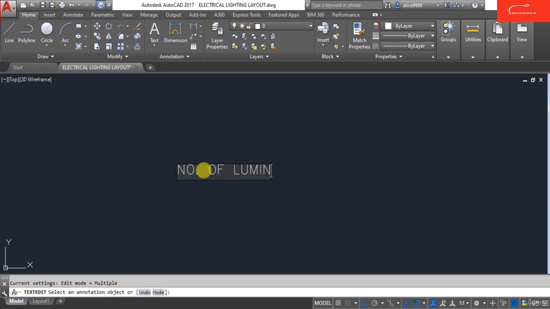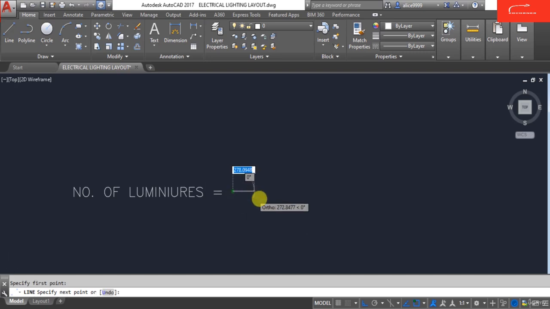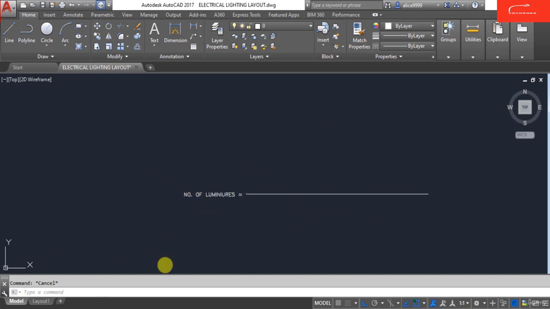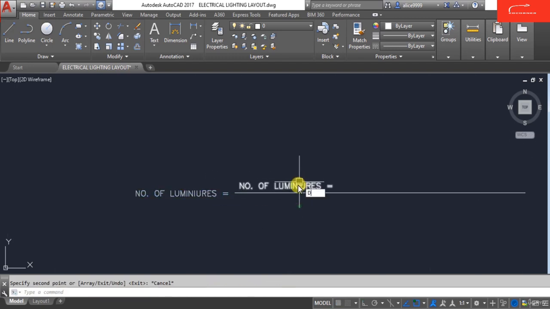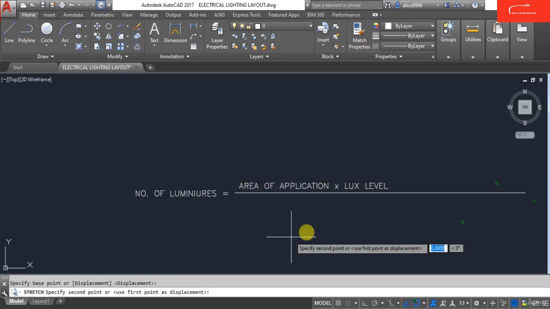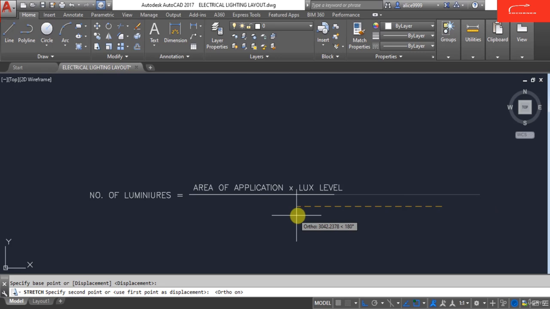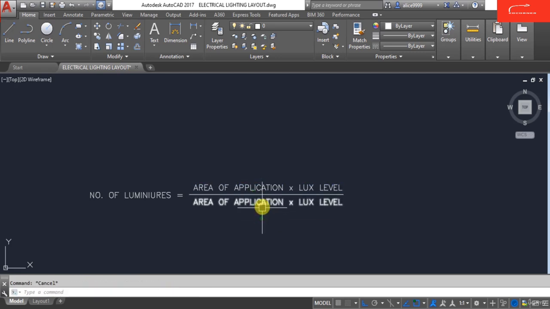Number of luminaires is equal to area of application into lux level value, divided by MF, that is maintenance factor, UF, that is utilization factor, into lumens output.